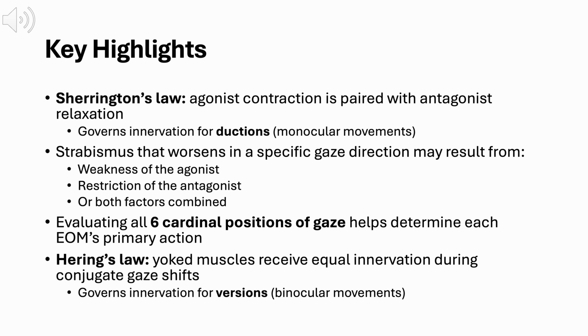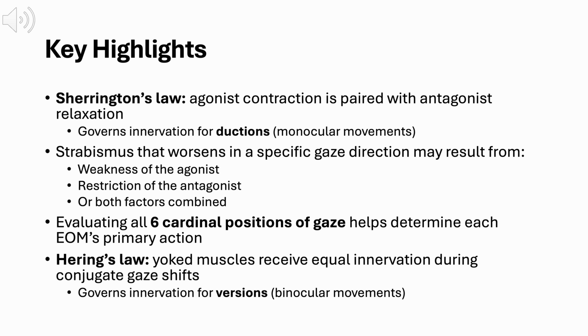Sherrington's law states that when an agonist muscle contracts, its antagonist must relax. This law governs innervation for ductions, meaning monocular eye movements. Anytime a single eye moves, one muscle turns on while its opposing muscle turns off. When strabismus worsens in a specific direction of gaze, that finding points to a mechanical explanation. It may be due to weakness of the agonist muscle, restriction of the antagonist muscle, or a combination of both.